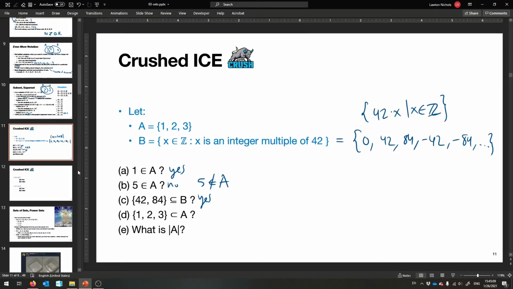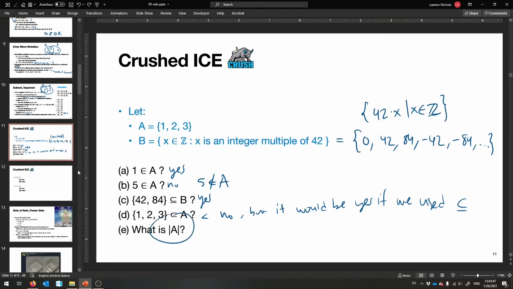Is {1, 2, 3} a proper subset of A? And remember, this is like the strictly less than sign. The answer is no, because it's equal to. It has the same number of elements, so it's not a proper subset. But {1, 2, 3} would be a subset if we used just the subset symbol. That's the key. It could be equal to if we wanted it to be.